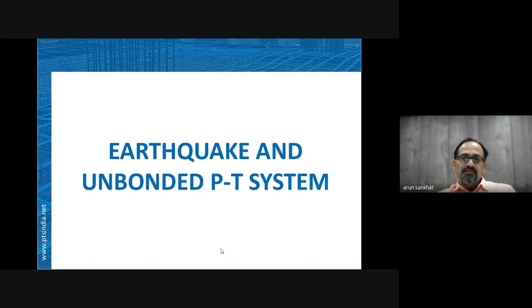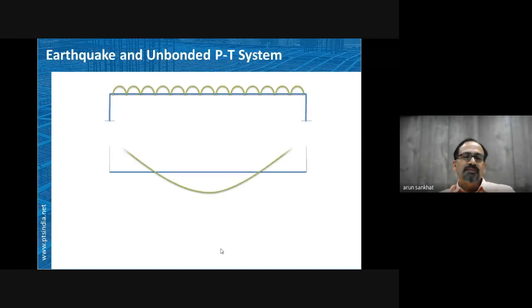Now some slides regarding earthquake and unbonded PT system. To simplify, I'll go with a simple portal wherein a long span beam is there, a single span, and a UDL is there. So the bending moment diagram due to gravity forces would be like this. There is a hogging moment based on the fixity generated at this end. There will again be a hogging moment at the other end, and there will be a sagging moment at the mid span of this beam.